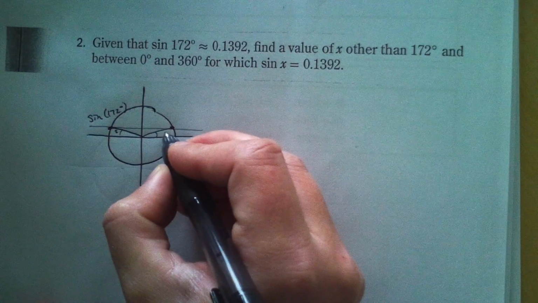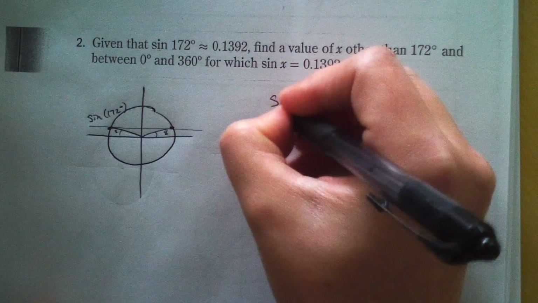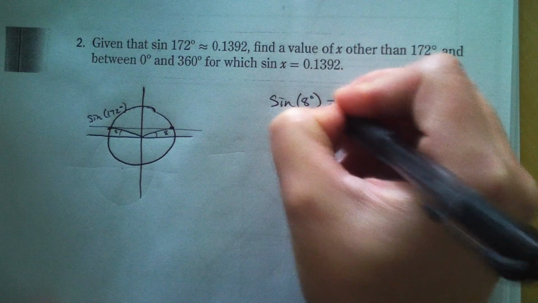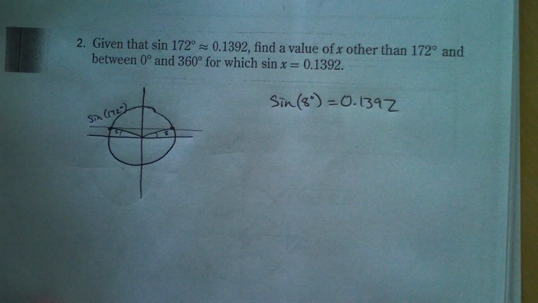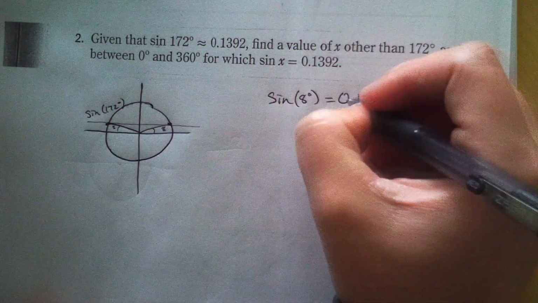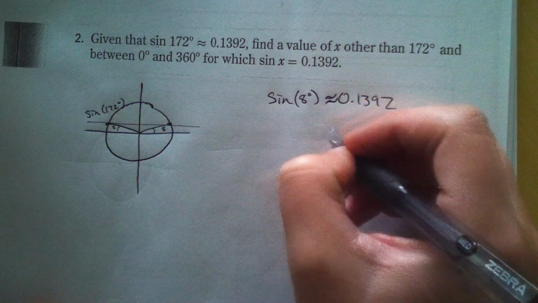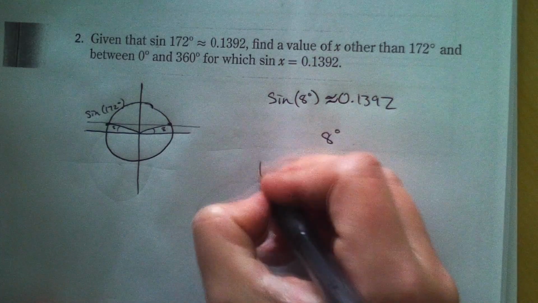So sine of 8 degrees would also kick out 0.1392 because their height is exactly the same. I guess approximately that, not exactly that. So you probably just need the 8 on that. But that all has to do with those adding to 180. So we got the 8 by doing 180 minus 172 to get that 8 degrees.